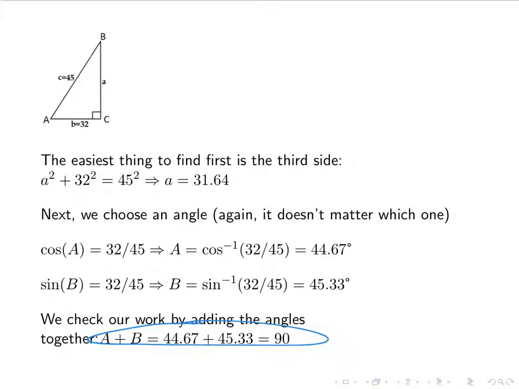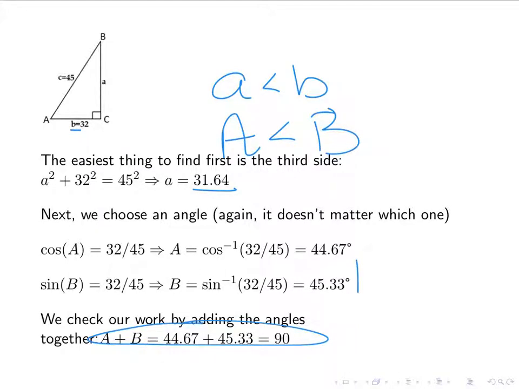Which is when I want to go back to the fact that side A was smaller than side B in this case. So I need to make sure that angle A is less than angle B, which it is. Okay, so I did do it correctly. I didn't accidentally switch them. So that's something you should always keep in mind.